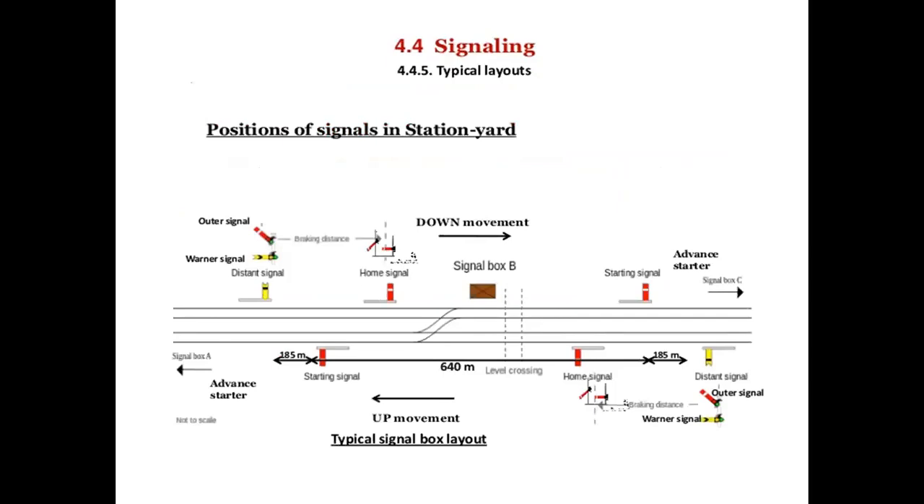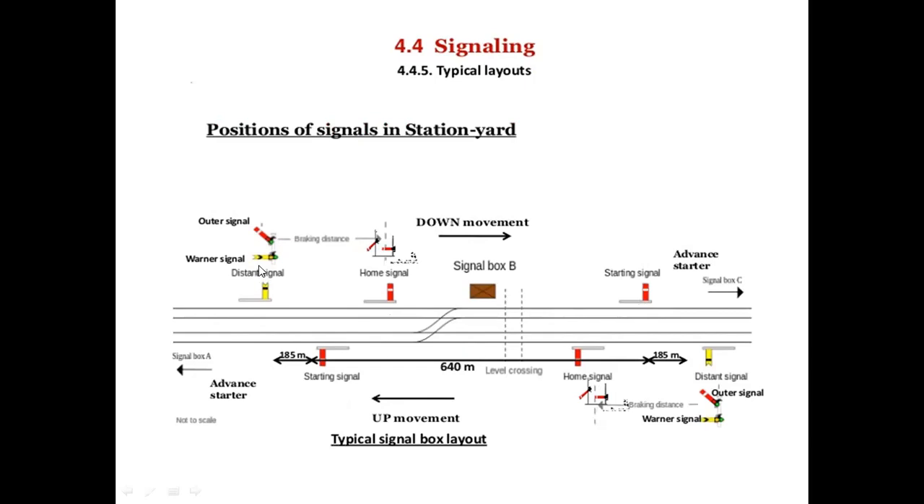Positions of signals in station yards. Here you can observe the movement of the locomotive, and here the starting signal, home signal, and distant signal, and the braking distance between the distant signal and the home signal.